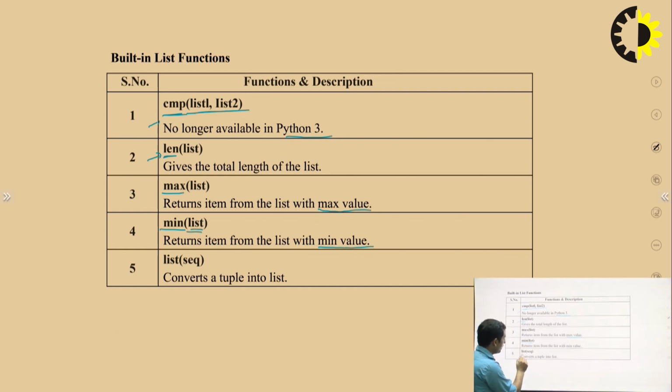The next is list of a sequence. What is a sequence? A sequence is something that has indexing values. This will convert a tuple into a list. Here the sequence may be a tuple, this is just an example. A tuple is a sequence, and a string is also a sequence. So each and every sequence can be converted to a list by simply using the list function.